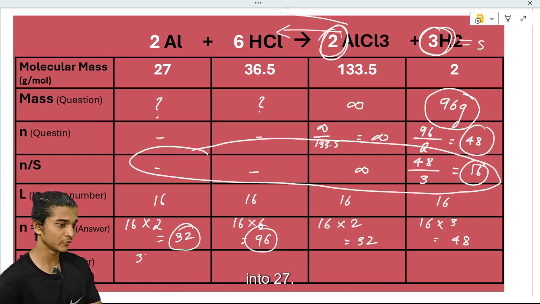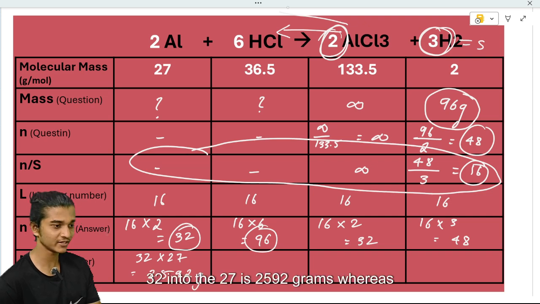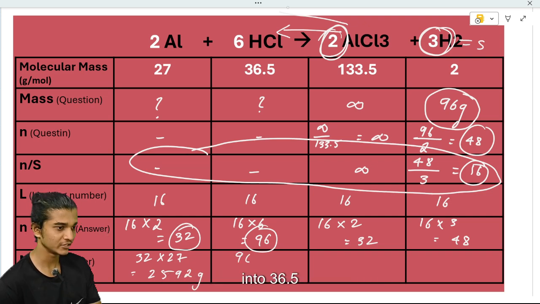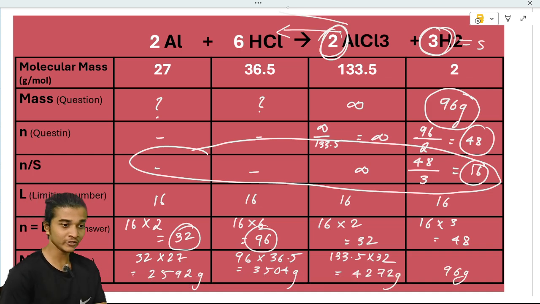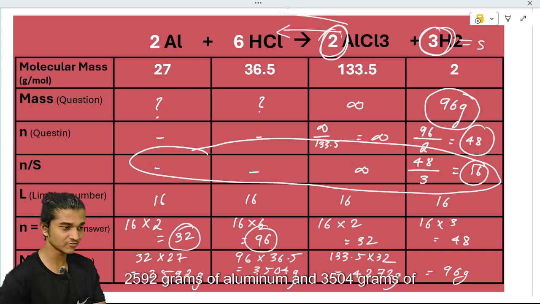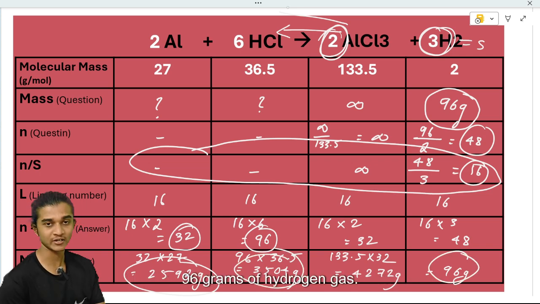So 32 into 27 is 2592 grams, whereas 96 into 36.5 is 3504 grams, whereas 133.5 into 32 is 4272 grams, whereas this is basically 96 grams, which is given in the question. So this was basically the total answer. So 2592 grams of aluminum and 3504 grams of hydrochloric acid is necessary to produce 96 grams of hydrogen gas.